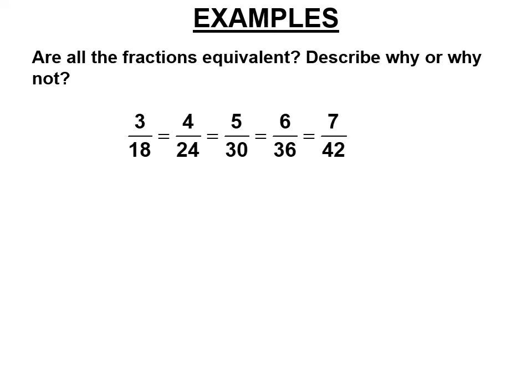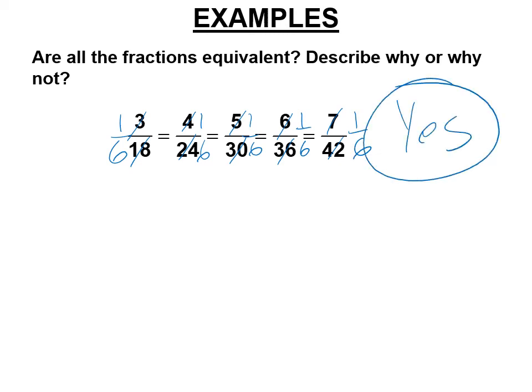All right, so we have 3/18. Ooh, there's a nice pattern going on here. Let's see what 3/18 simplifies to. 3 divided by 3 is 1. 18 divided by 3 is 6, so it simplifies to 1/6. So for this to be true, all of them have to simplify to 1/6. 4 divided by 4, 1. 24 divided by 4, 6. Yes. 5 divided by 5, 1. 30 divided by 5, yes. 6 divided by 6, yes. And 7 divided by 7, yes. These all make 1/6, right? They all simplify to 1/6.